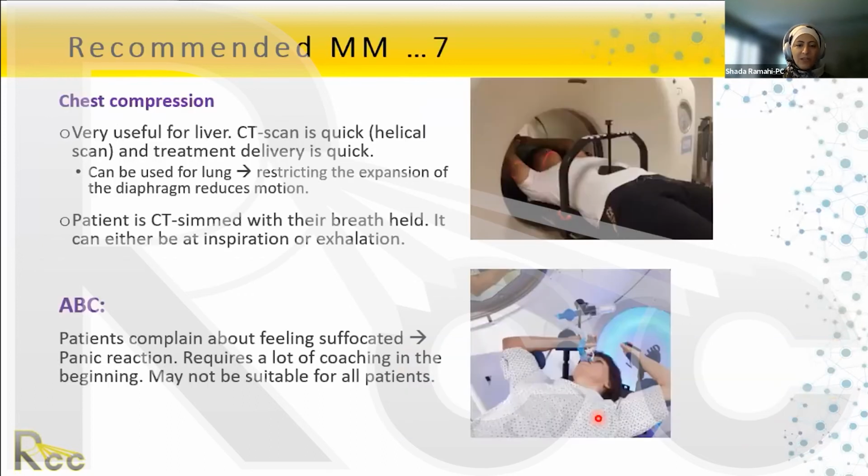Another recommended motion management that we just talked about, maybe in passing, is chest compression. It's when you have some device compressing the abdomen beneath the diaphragm of the patient. What you're trying to do is restrict the expansion of the diaphragm with the hope that it also reduces the motion. You have to do a scan and make sure that the motion is 5 millimeters or less. This is a very quick scan because it requires a helical scan.